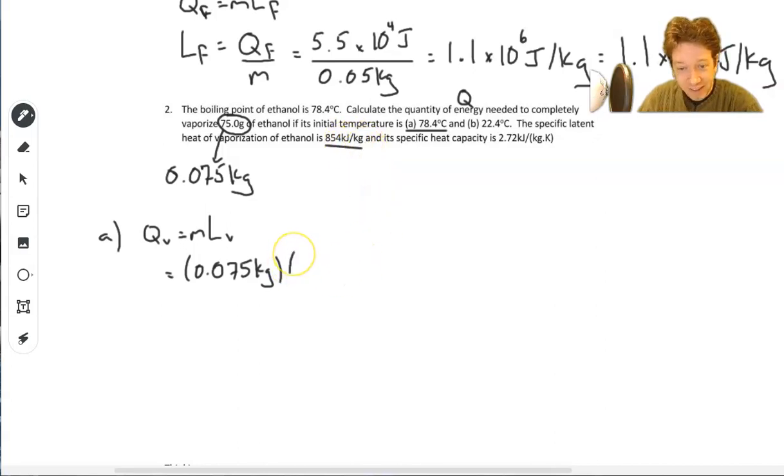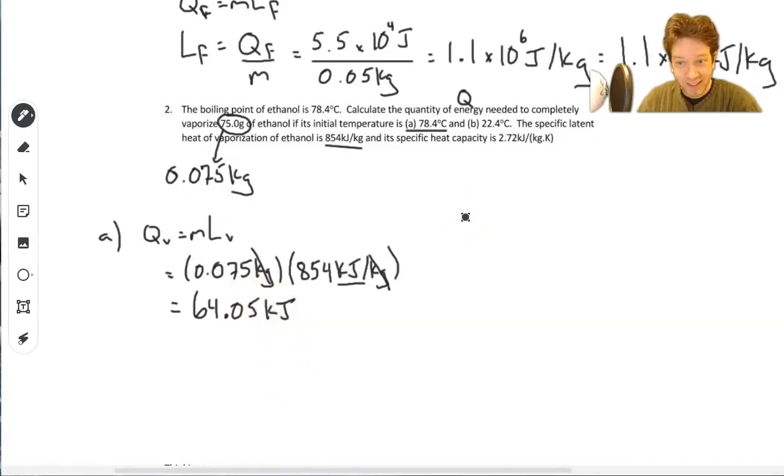And the latent heat of vaporization, it tells us, notice, kilojoules per kilogram. We can leave it like that. But you just have to remember that if you leave it like that, your answer is going to be in kilojoules, not joules. So it helps to always make sure you put in your units so you know what you're getting out. Kilojoules per kilogram. You can see kilograms are going to cancel, and we're left with kilojoules. And this will give us 64.05 kilojoules.